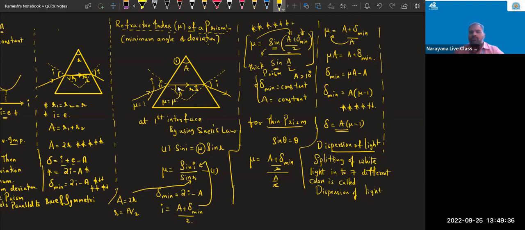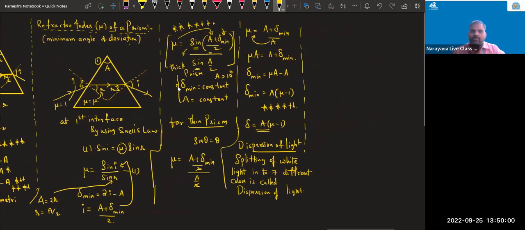Can you ensure all prisms will disperse the light the same? No. Some prisms will show feeble dispersion. Some prisms will perform more effective, efficient dispersion. So to measure the dispersion phenomenon, how qualitatively the prism is performing, one parameter is required. That is called angular dispersion.